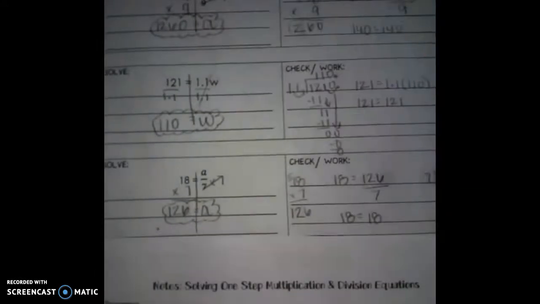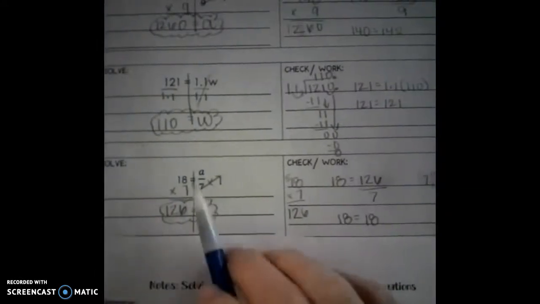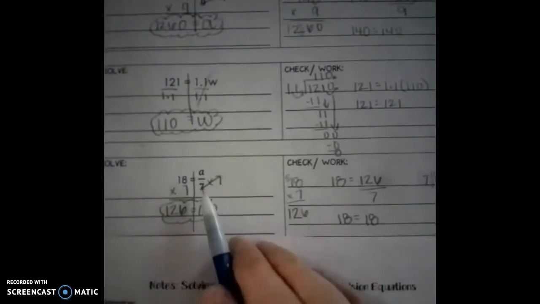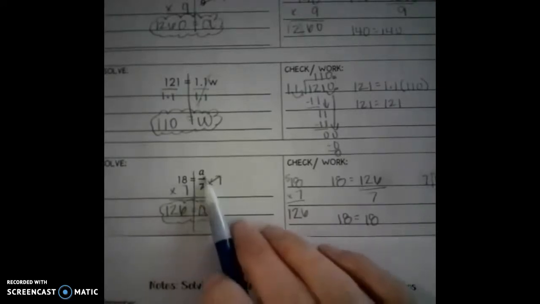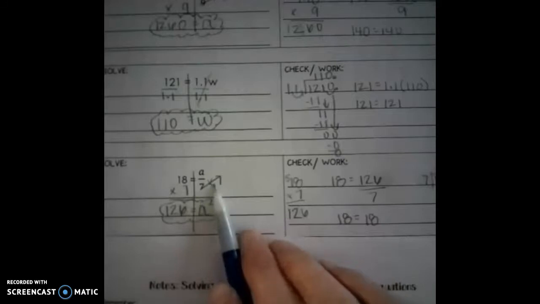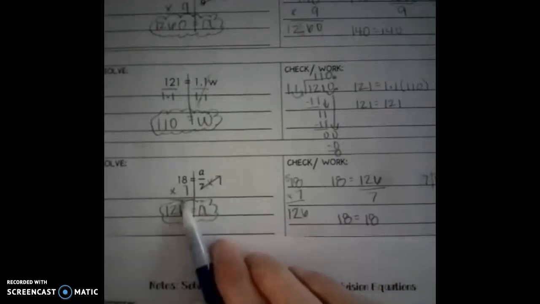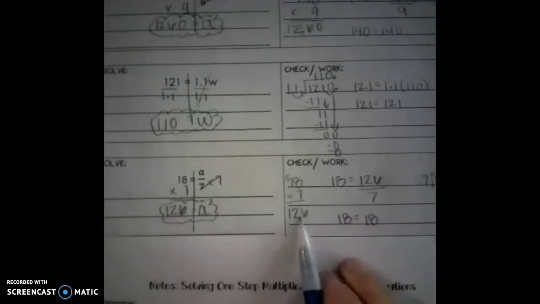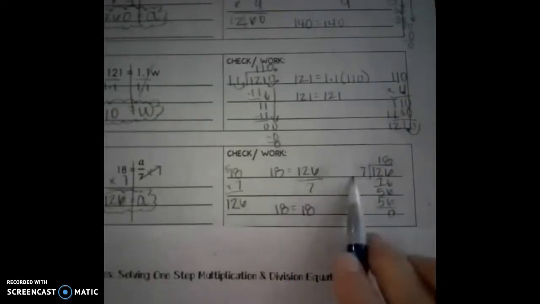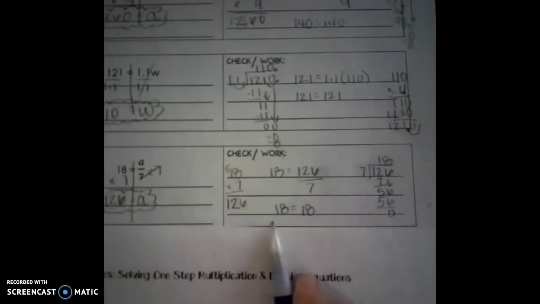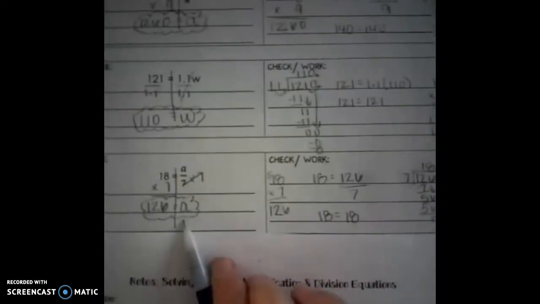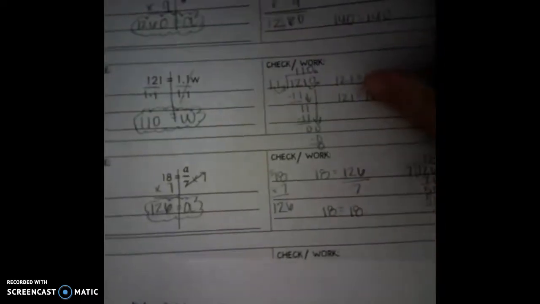Okay. All right. This problem was a division problem to begin with, which means I needed to do the inverse, so I was going to multiply. So instead of dividing by 7, we're going to multiply by 7. What I do to one side, I have to do to the other. 18 times 7 gave me 126. We think that's my solution, but let's double check. 18 equals 126 divided by 7. 126 divided by 7, here's my work. 18 equals 18. 126 equals A.